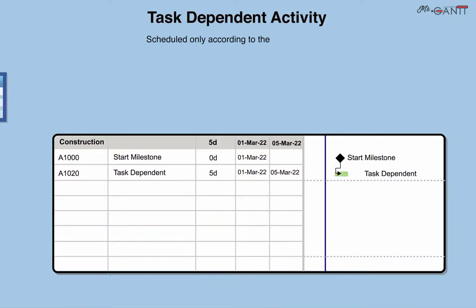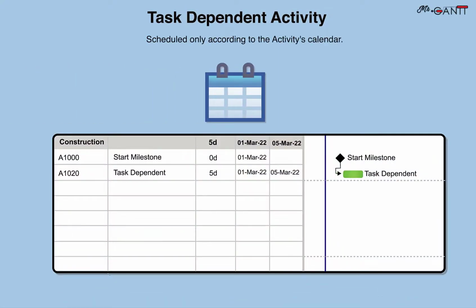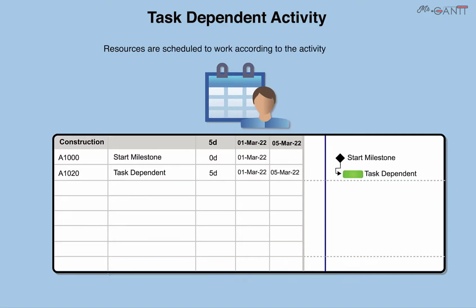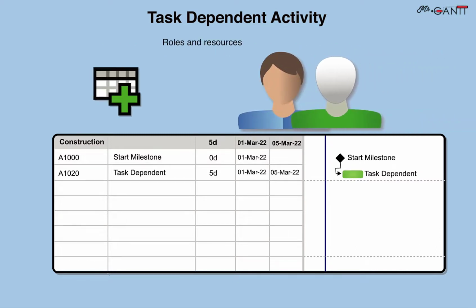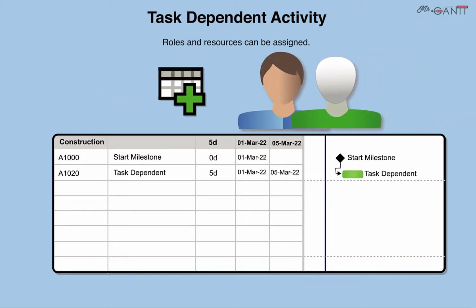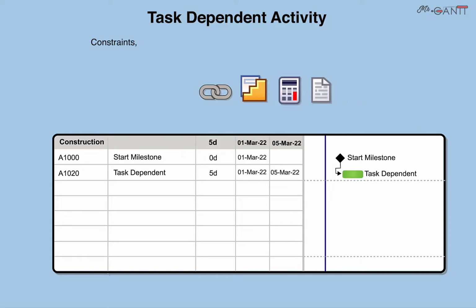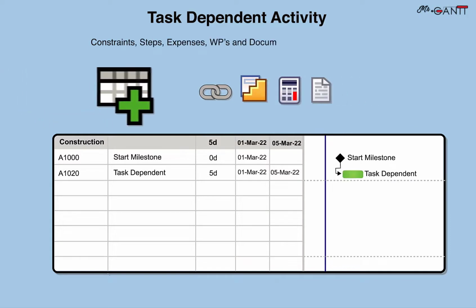Task-dependent activity. Scheduled only, according to the activity's calendar. Resources are scheduled to work, according to the activity calendar. Roles and resources can be assigned. Constraints, steps, expenses, WPs and documents can be assigned.